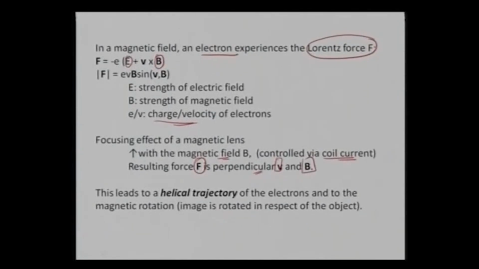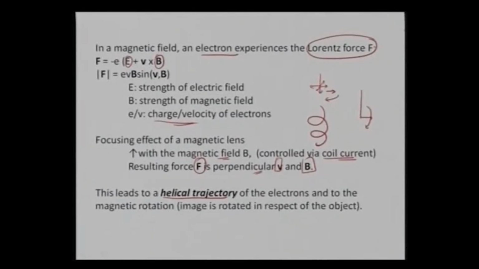So what happens is that it is trying to pull the electron, and at the same time it is trying to push the electron in a certain direction. That creates a helical trajectory, because my electron is traveling forward, and at the same time I am trying to pull or push it depending on the kind of field I apply. So my magnetic lenses result in forces which are perpendicular to V as well as to B, and so I get a helical trajectory. Electrons traverse a helix once they are traveling in a magnetic field.